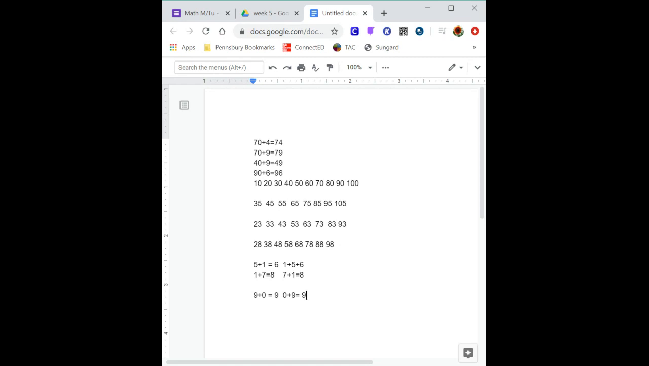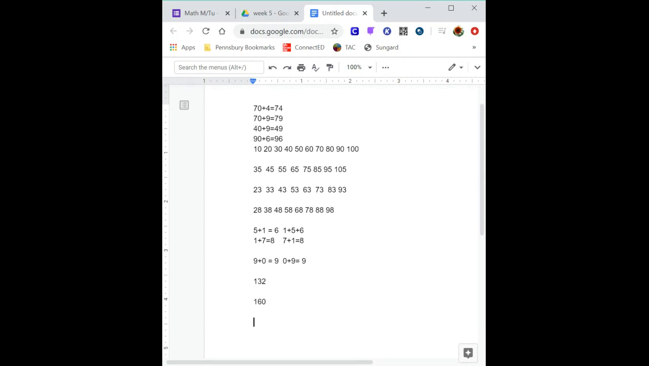Next on our worksheet, we're going to do reading 3-digit numbers. Here's the first 3-digit number. Remember, when I say 3-digit numbers, I don't say the word and. So if my number is 132, I don't say 'one hundred and thirty-two.' I say 132. Here's the next number, 160. Listen, 160, 117, 147.